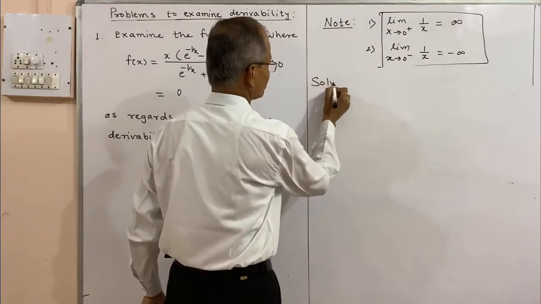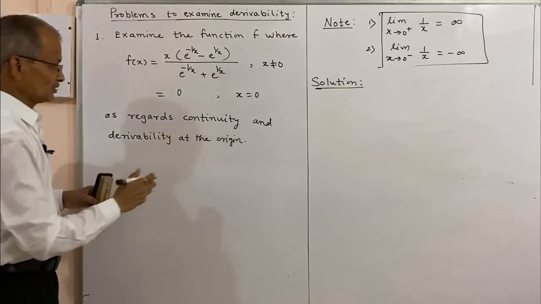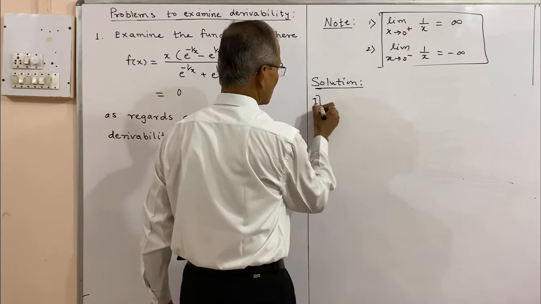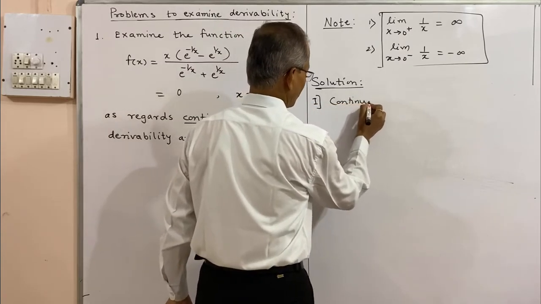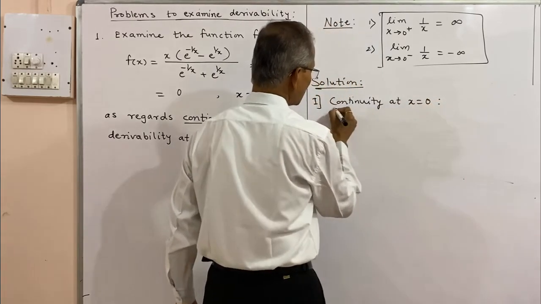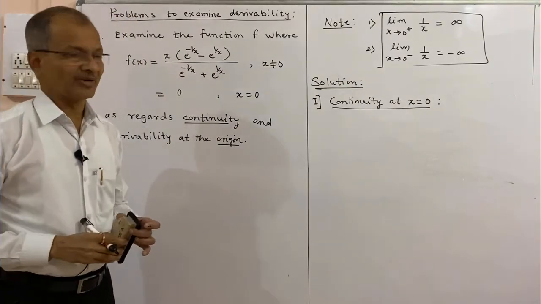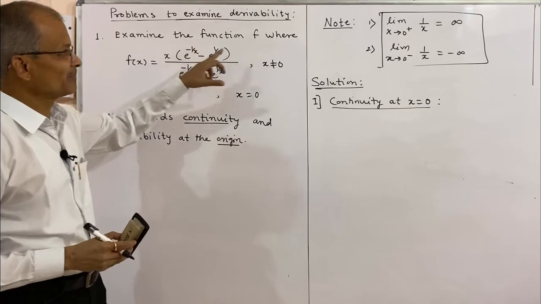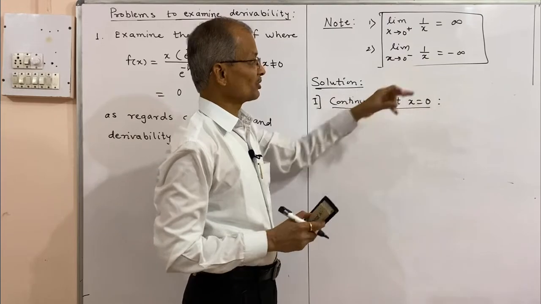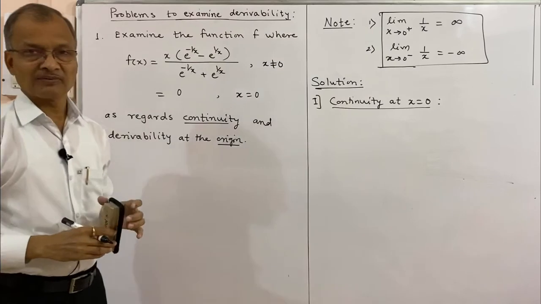Solution. First we shall check the continuity at point 0, at the origin, meaning x is equal to 0. For checking continuity at x equal to 0, we have to take the left hand limit and right hand limit, because the limit of 1 by x as x tends to 0 from right is different from x tends to 0 from left. It is entirely different. One is plus infinity, another is minus infinity.